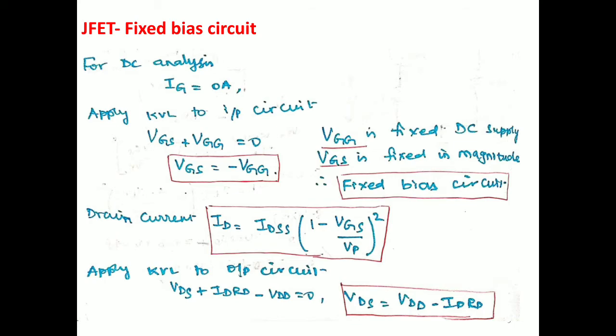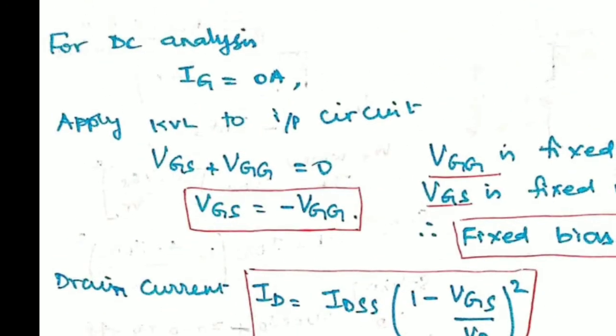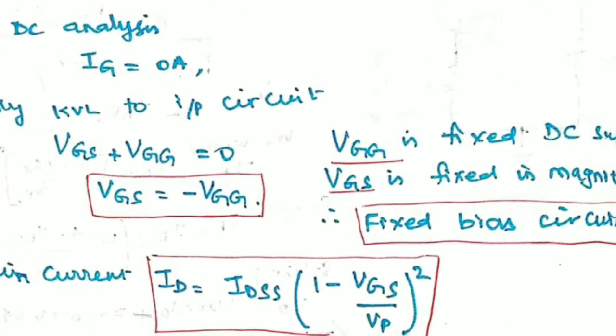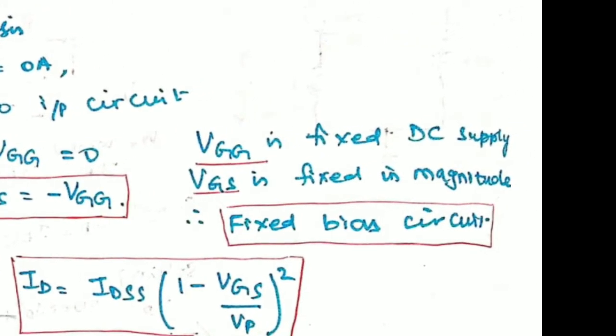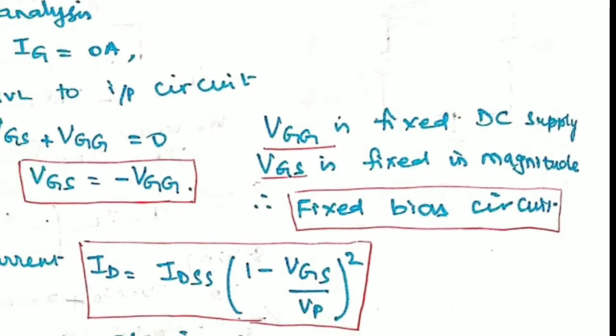Let us move on to the DC analysis. First, we have already discussed that IG is equal to 0 amps. Apply KVL to the input circuit: VGS plus VGG is equal to 0. So VGS equal to minus VGG. One thing, VGG is a fixed DC supply, so VGS is fixed in magnitude. That's why it is called a fixed biasing circuit.